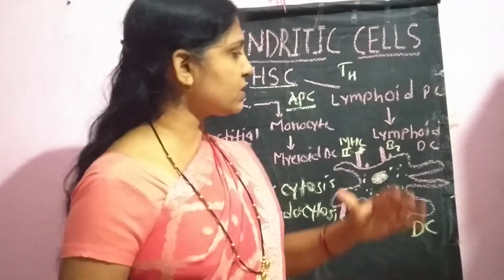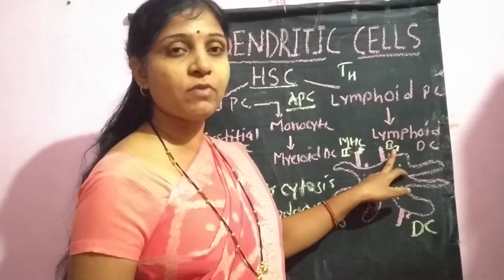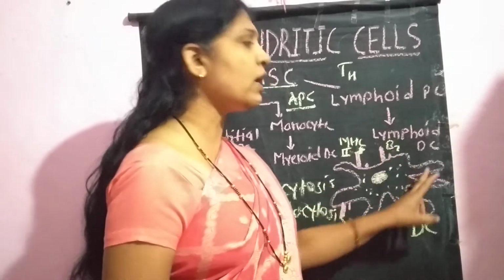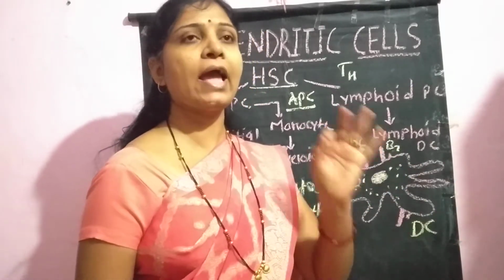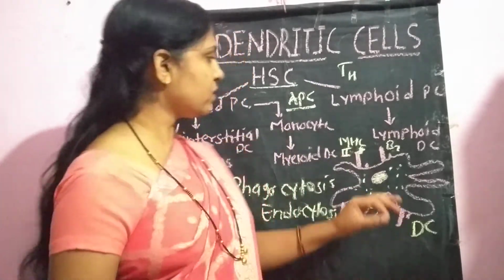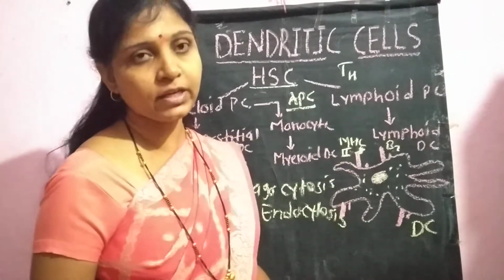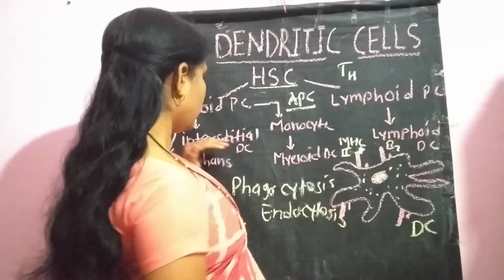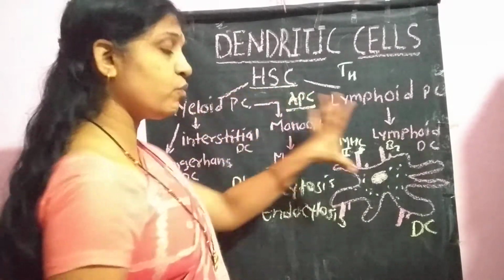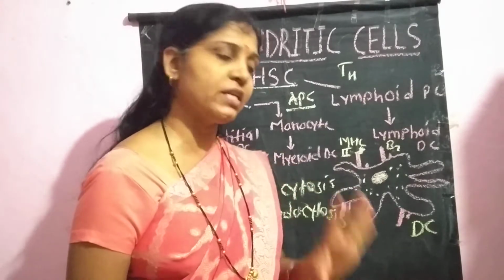the T helper cell. This co-stimulatory signal, in the form of members of the B7 family, and the antigen presentation together are responsible for the complete activation of the T lymphocytic cells. Now all of these cells, the 4 different types of dendritic cells, act as antigen presenting cells.